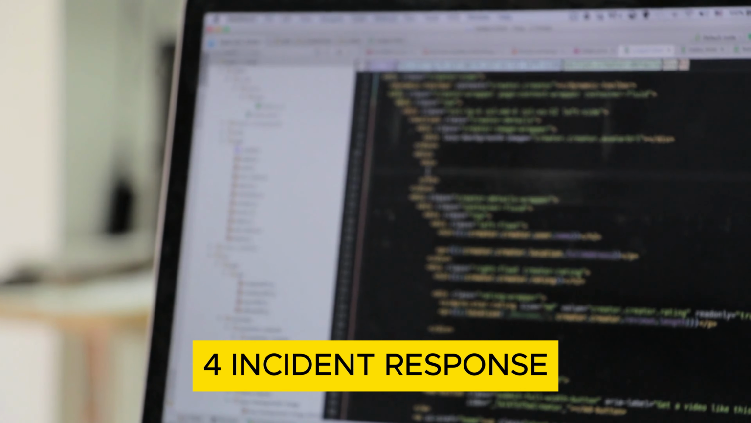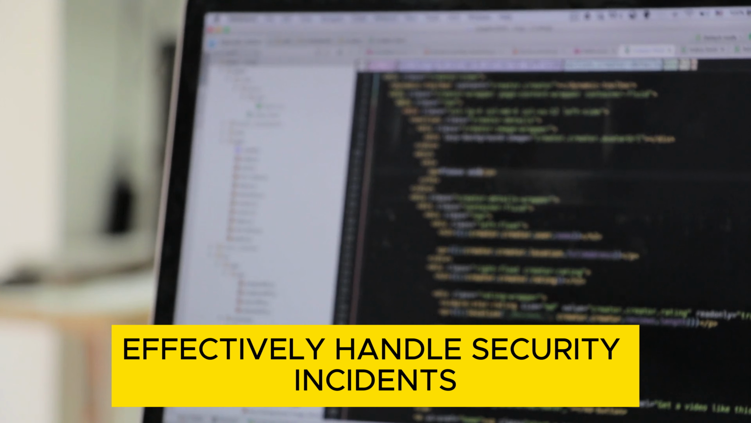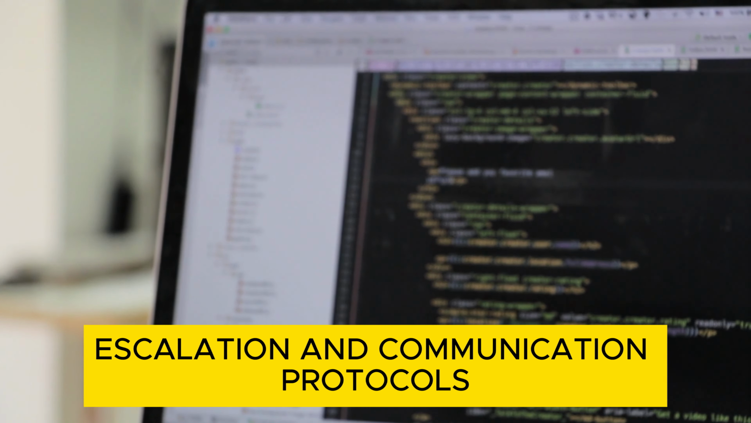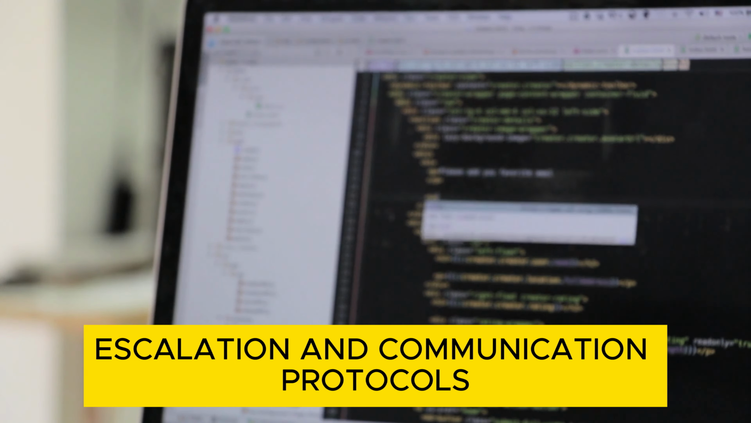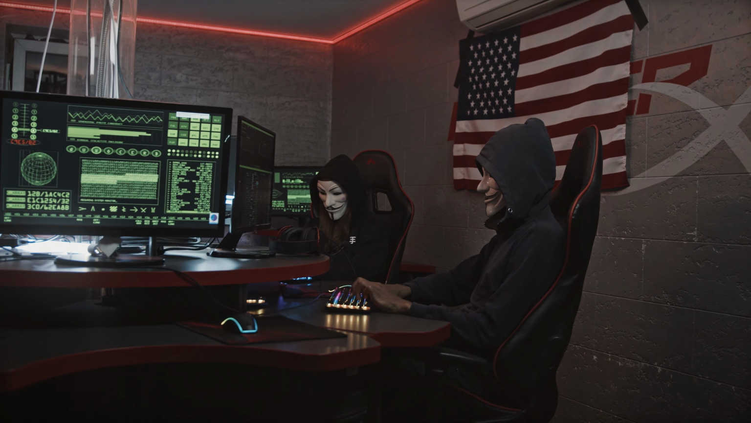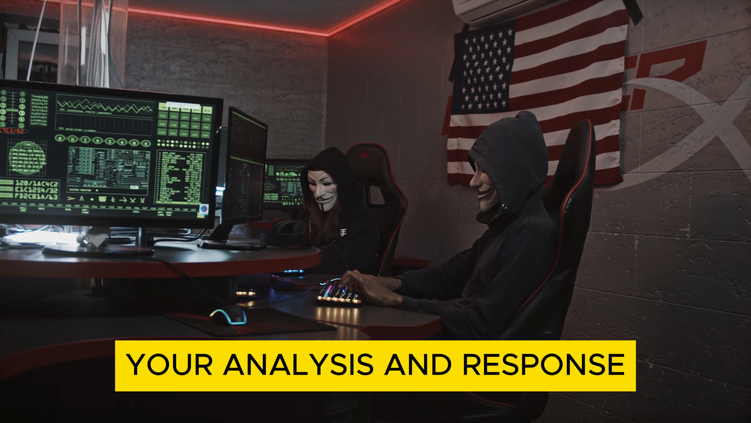4. Incident response. Develop incident response skills to effectively handle security incidents. Learn about incident classification, escalation, and communication protocols. 5. Threat intelligence. Stay informed about current threats and vulnerabilities. Understand how to incorporate threat intelligence into your analysis and response.